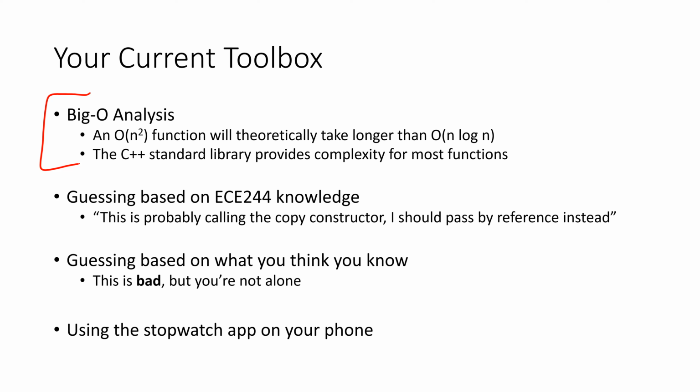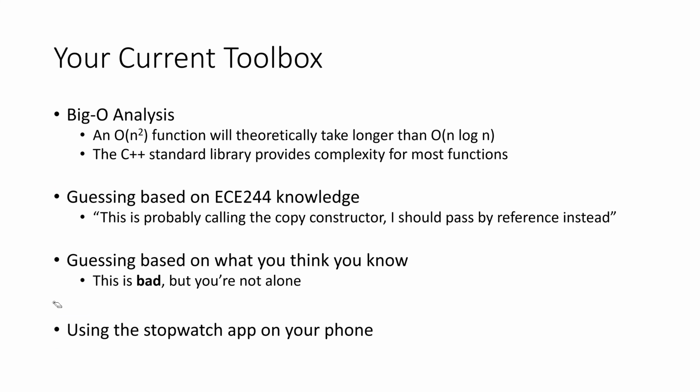You try not to use inappropriate data structures or algorithms. You can do some guessing based on what you learned in ECE294. Like, I think I'm copying a big object here, maybe that's slow. You can guess based on a feeling. People do this all the time, but it's not a great way to optimize. You can also time things. You can try stuff and then do controlled experiments. Use the stopwatch on your phone to see if it got faster or slower. If it takes long enough, that might be usable, but for things that run pretty fast, this isn't going to be very accurate.